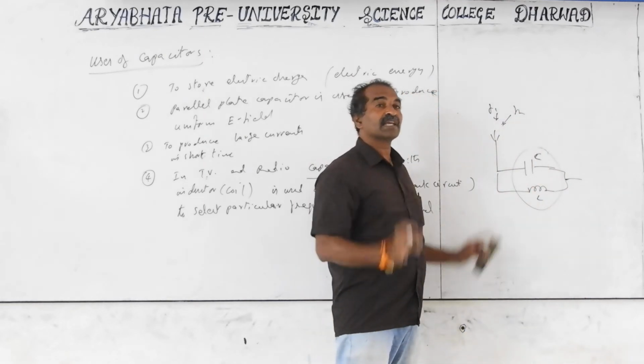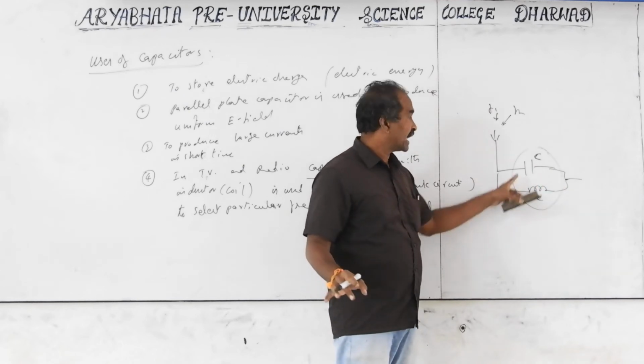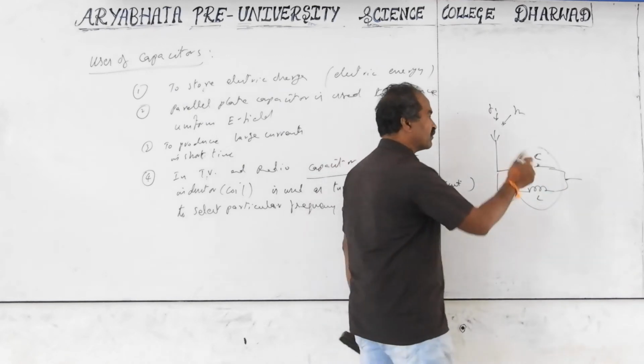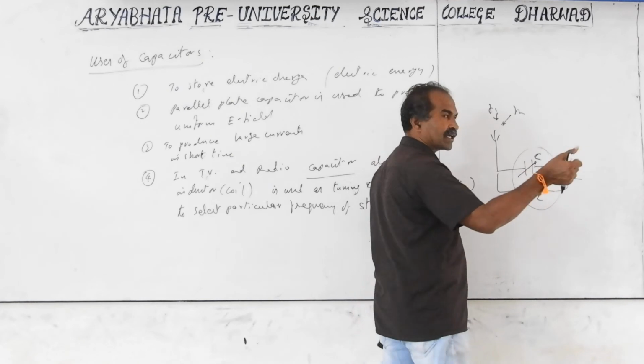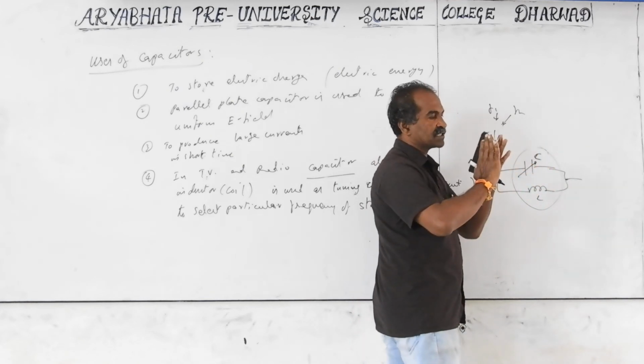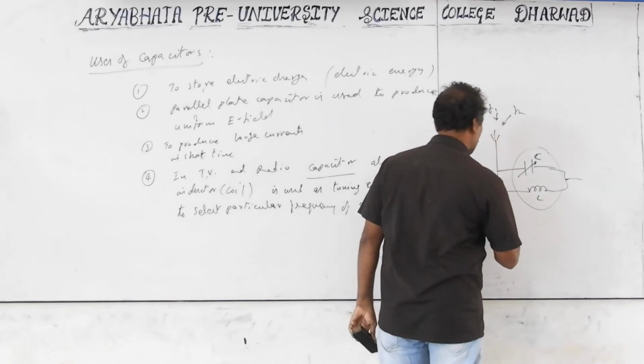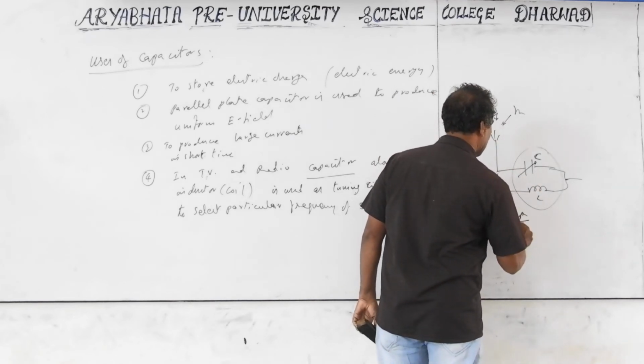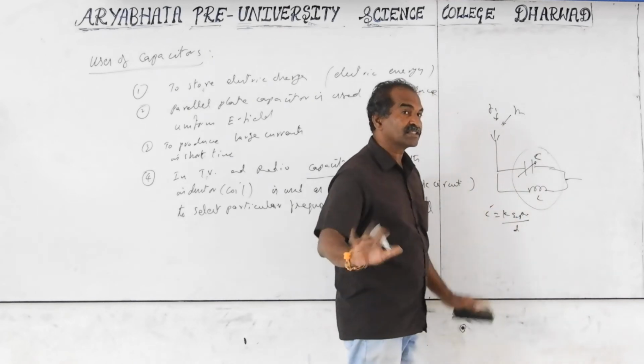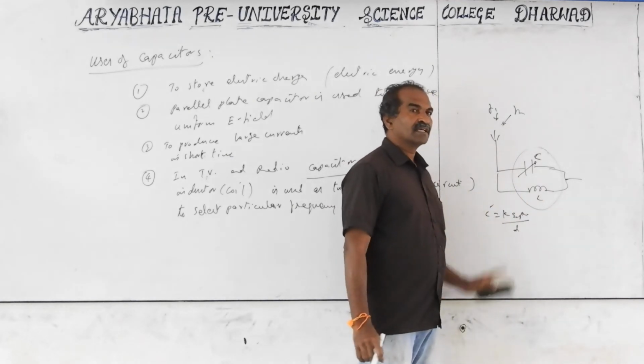Only that frequency can be selected from the remaining ones, depending on the values of C and L. The C will be variable. That means as it is rotated, the surface area of the plates changes. If they rotate like this, the area changes, so the capacitance changes, because C equals K epsilon naught A by D. D is not changing here, A is changing, so C changes.